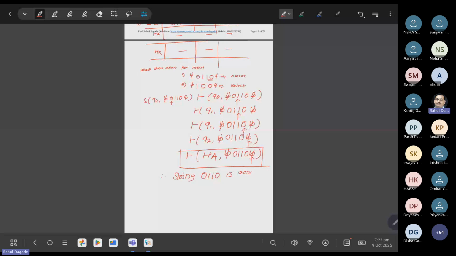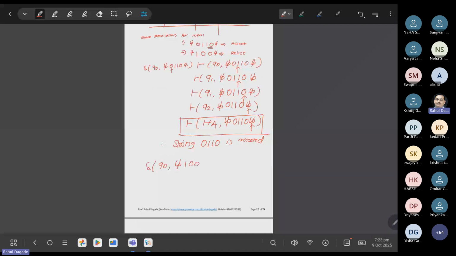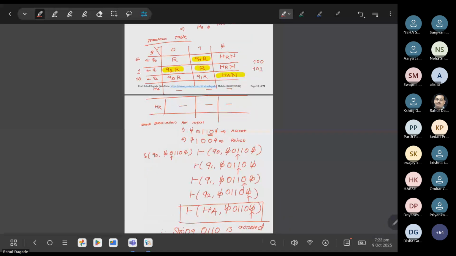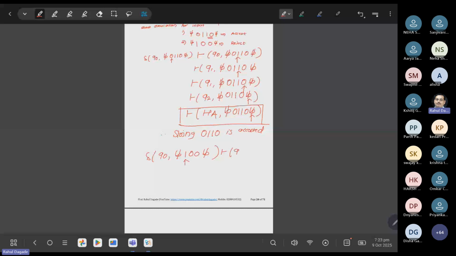Now let us work it out for another string, which is 100. So we have delta Q0, blank 100 blank, and the pointer is here. Now where will it move? Q0 on 1 goes to Q1 and moves to the right. So Q1, 100 blank, moving the pointer to the right, so 0.